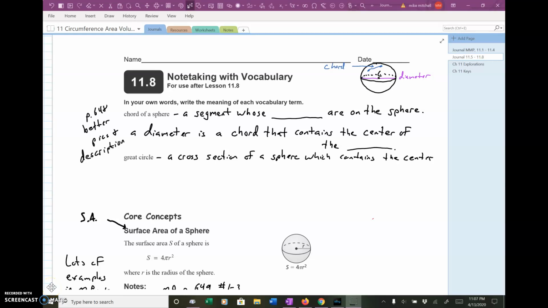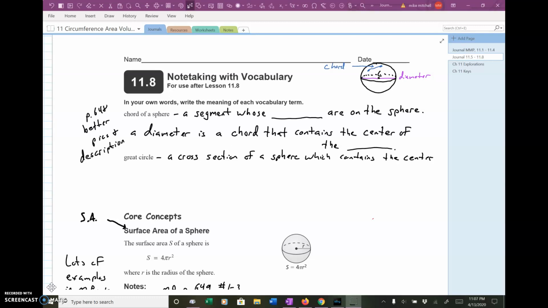Okay, we've got 10 minutes for 11.8, volume and surface area of spheres. A couple of little odd terms here. First, a chord of a sphere is a segment whose endpoints are on the sphere. A diameter is a chord that contains the center of the sphere.